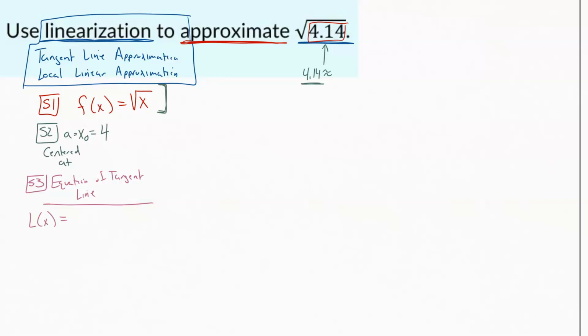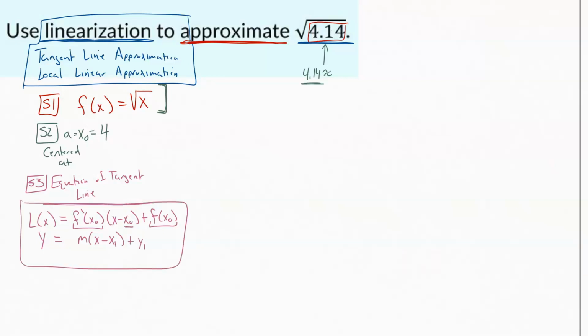L of x is equal to, and then if we look at this right now, f prime of x naught times x minus x naught plus f of x naught. Guess what? This is the exact same thing as point slope form. This is y equals m times x minus, we call it x1 when we're doing our point slope form, plus, and then f of x naught, that's just y1. It is the exact same process. Creating your linearization equation is the exact same process as creating your tangent line approximation.